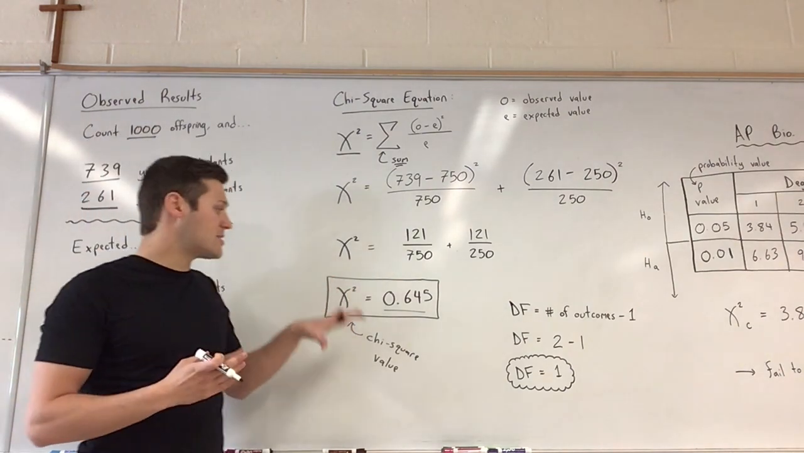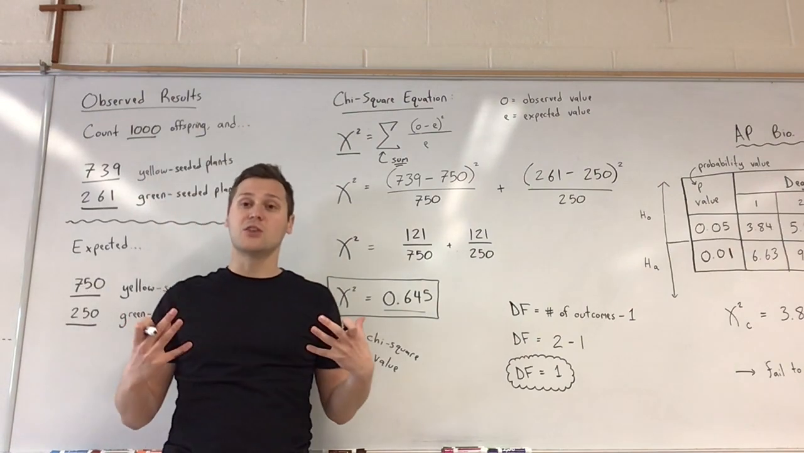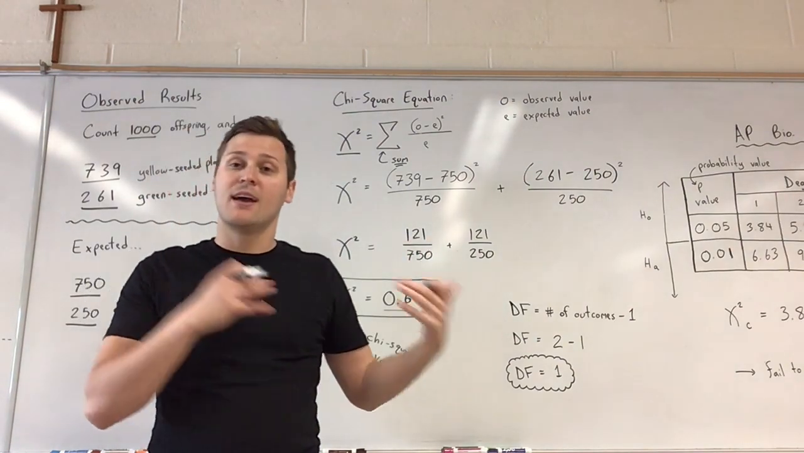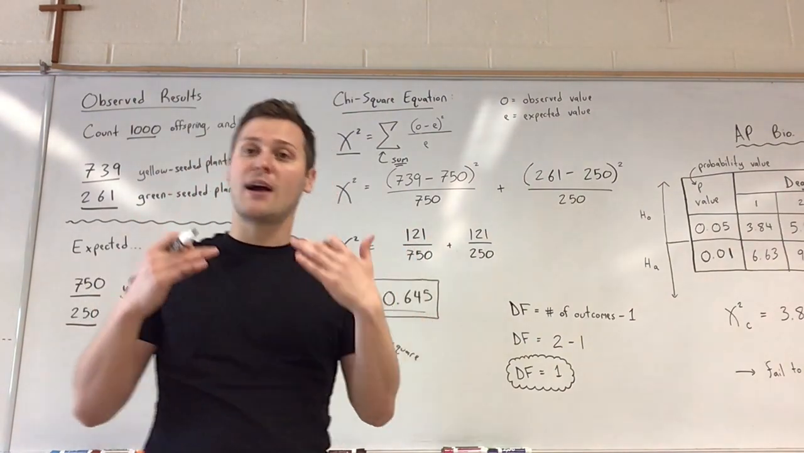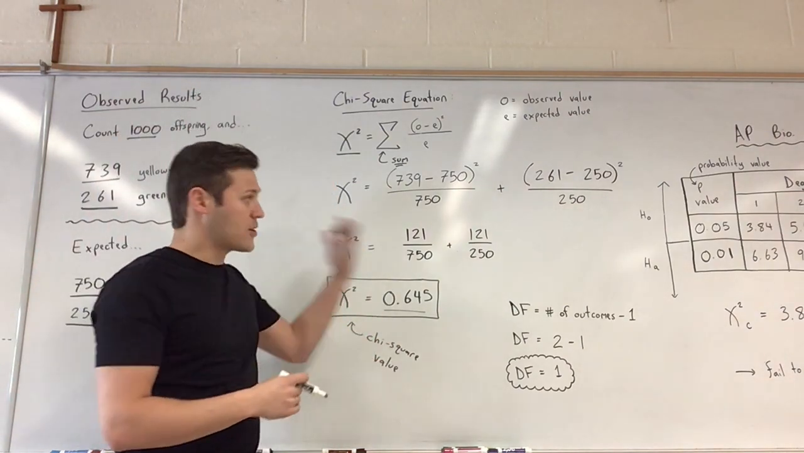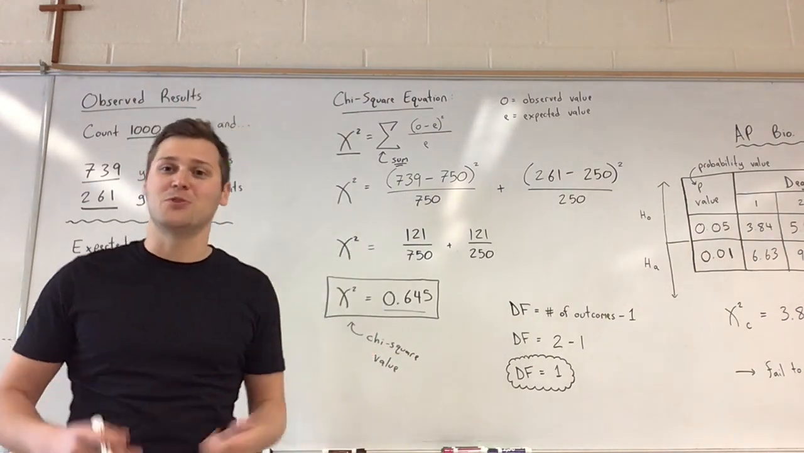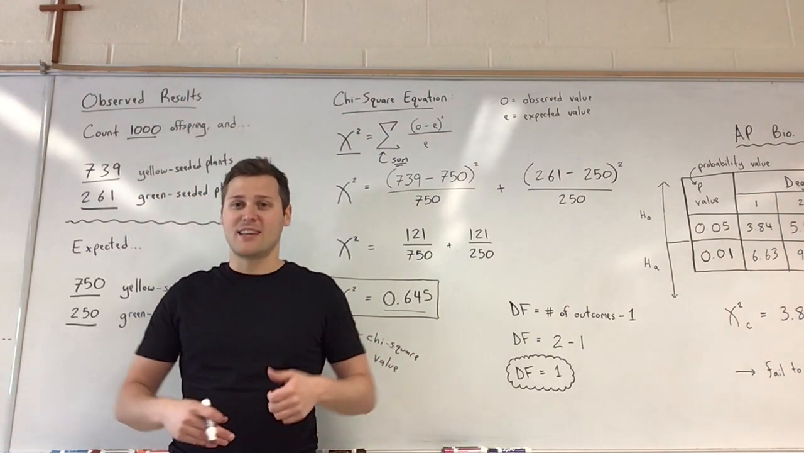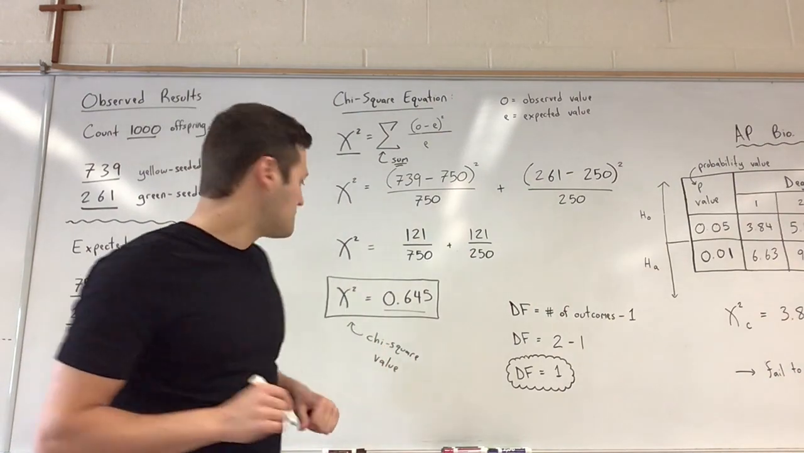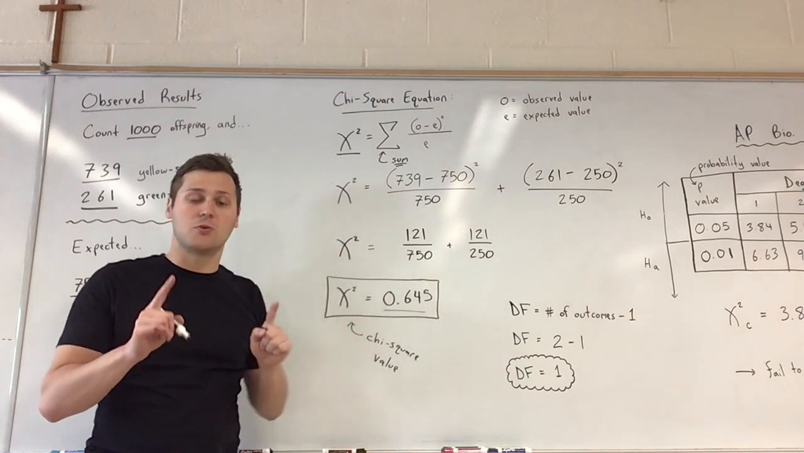Well, we can't just solve for the chi-square value. We have to compare it to something. And on the AP exam, you guys are going to get a table called the chi-square table. It's going to be on your AP Bio Equations and Formulas worksheet, which I strongly recommend you bring to the AP exam, which is online this year. But you will need to compare this to that table, which we'll do in a second.